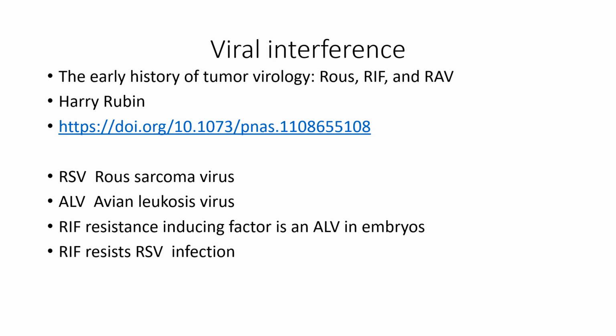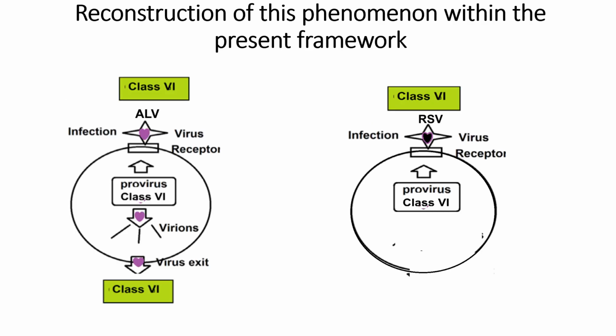which means that first of all you have to infect the embryo, the chicken, with ALV, and then you get this RIF resistance. So here you have an illustration of how this is within the set of processes which I just described, because without regarding the classes as classes of processes, it's very difficult to understand what happened during the experiments of Harry Rubin.